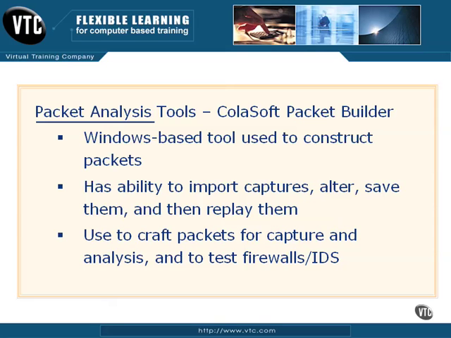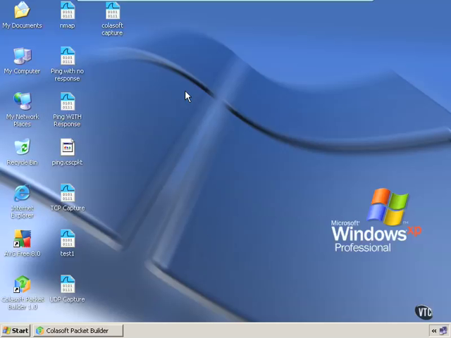And when you create these packet captures, you can also use Wireshark, for example, to capture these and kind of just go back and forth and analyze and see how particular kinds of traffic look. So it will actually help you build up your knowledge of packet analysis. So we're going to take a look at ColaSoft Packet Builder real quick and run a capture through just so you can kind of see what it does.